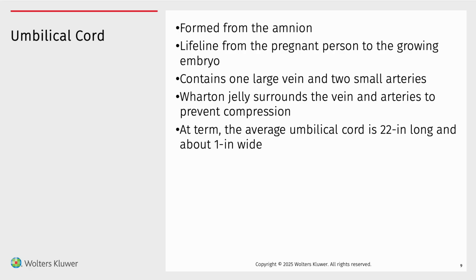So ask yourself, what are the normal contents of the umbilical cord? And if you answered 1 vein, 2 arteries, then you are correct. And this is an easy way for me to remember, okay? AVA, A-V-A. That means artery, vein, artery, okay? 1 vein, 2 arteries. Artery, vein, artery. So it's AVA.